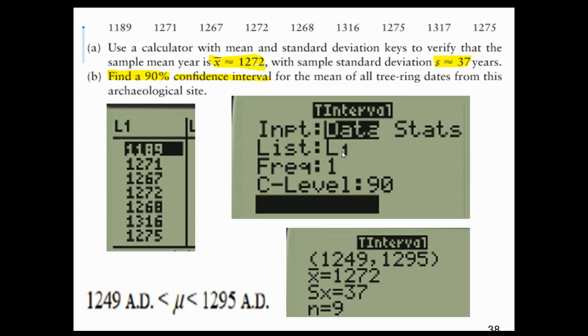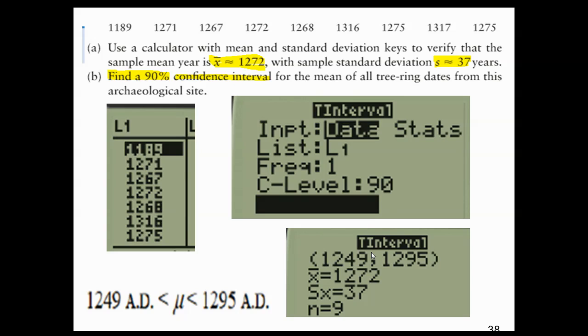If you put them in another list, you've got to remember where you put it, L2 or L3. Frequency, well, the numbers are just used once. There aren't multiple lists. There's only one list, and those numbers are only used once. You're never going to change this. Frequency is always going to be 1. The confidence level we're looking for is a 90% confidence level.